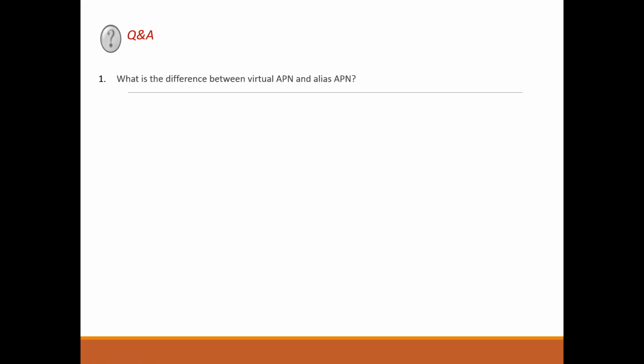Okay, so I believe the difference between a virtual APN and an alias APN is clear. Any other confusion or any other queries with regards to APN? Because the APN portion, I believe, is complete. Okay, one more thing is left, so you can ask any question and then we can move to the IP lead function.